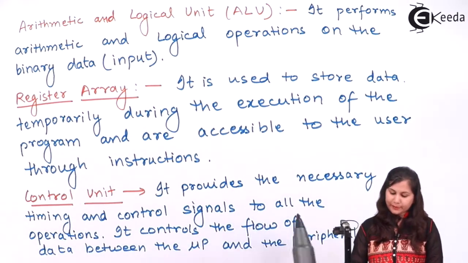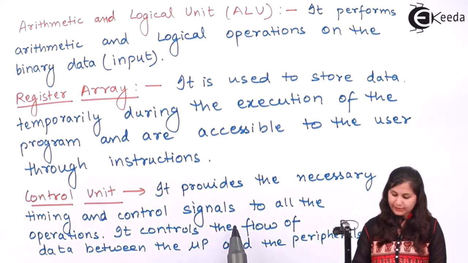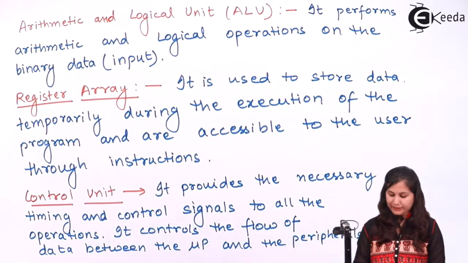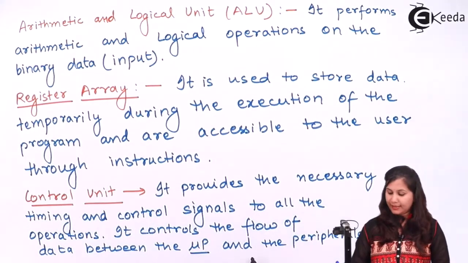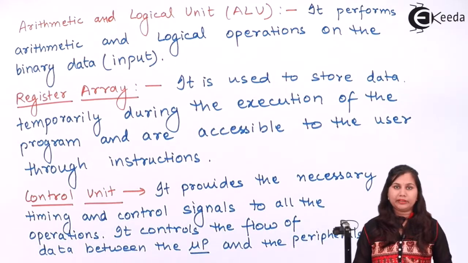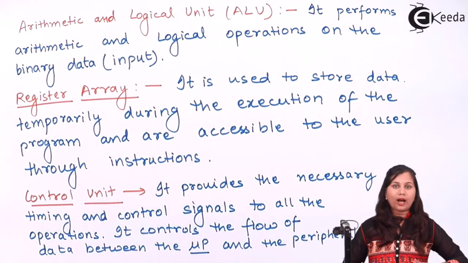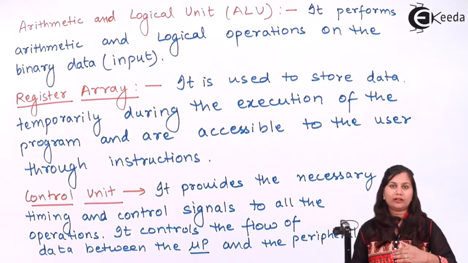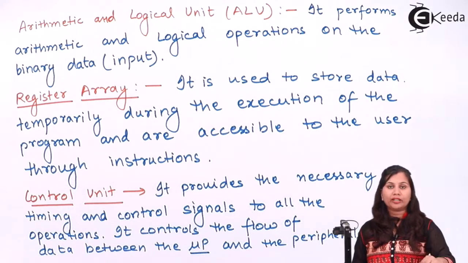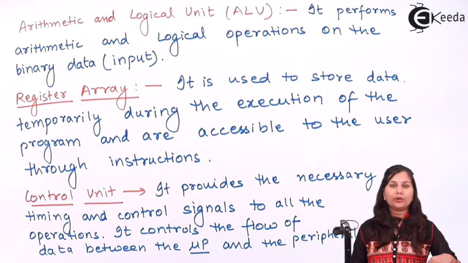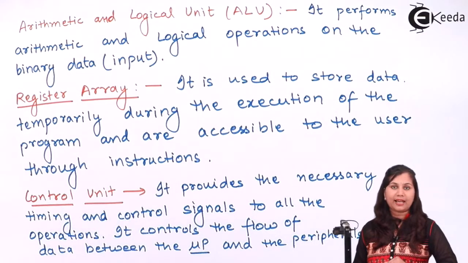So the control unit provides the necessary timing and control signals to all the operations, and it controls the flow of data between the microprocessor, and the peripherals and the memory. So it controls how the data is going to flow, like from where the microprocessor is going to pick the data, where it is going to store the result, and on which output device it has to show the result. All this is controlled by the control unit.